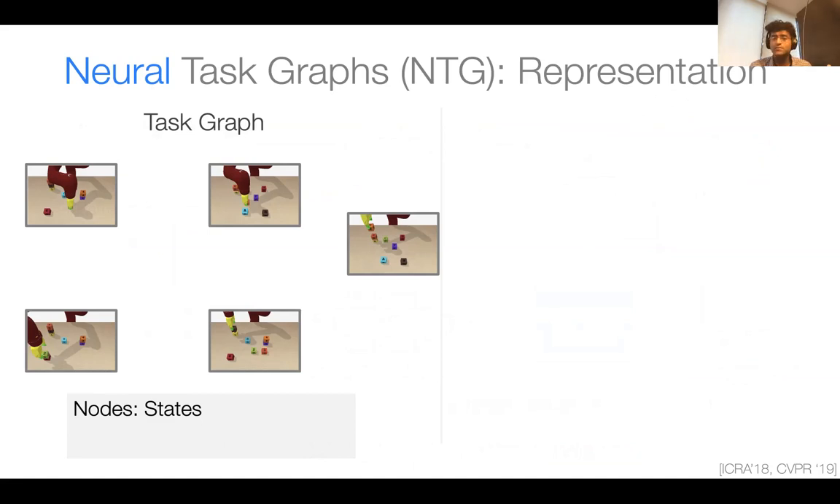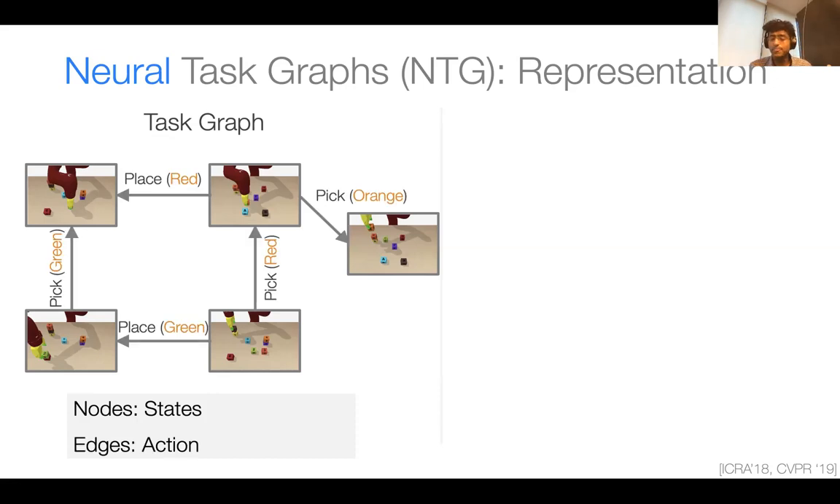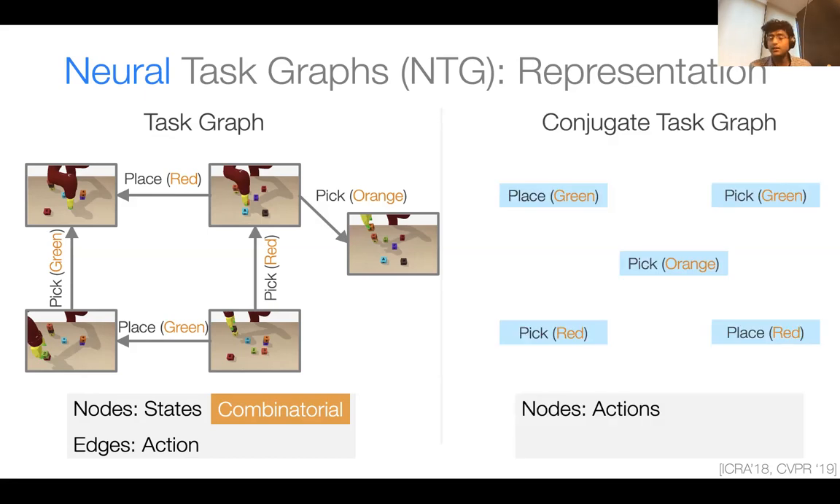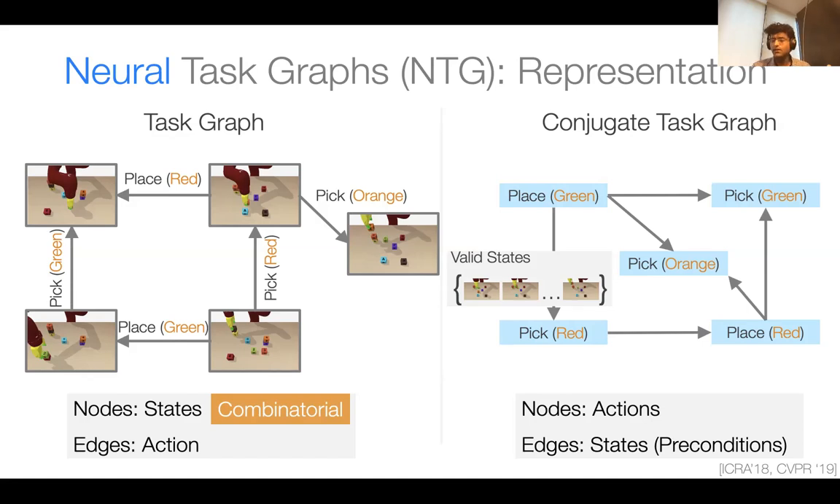The important thing here is the object of task graph. In a more naive setting or intuitive setting, we can have states as nodes and actions as edges. However, in these kind of settings, the states can be combinatorial. So the key structure here is to use this idea of conjugate task graphs. Here, we flip the model of nodes and edges, and now actions become nodes. And edges are really states. We can think about them as preconditions and postconditions to actions. Using this idea of conjugate task graph enables us to have a finite representation of the system or the states, because the number of actions is finite.